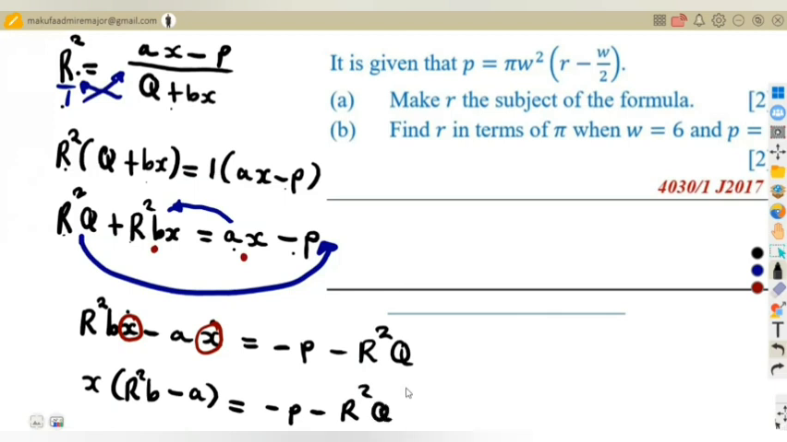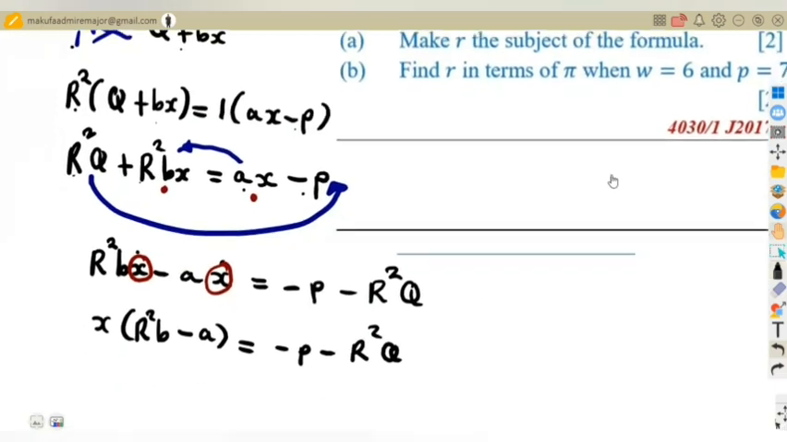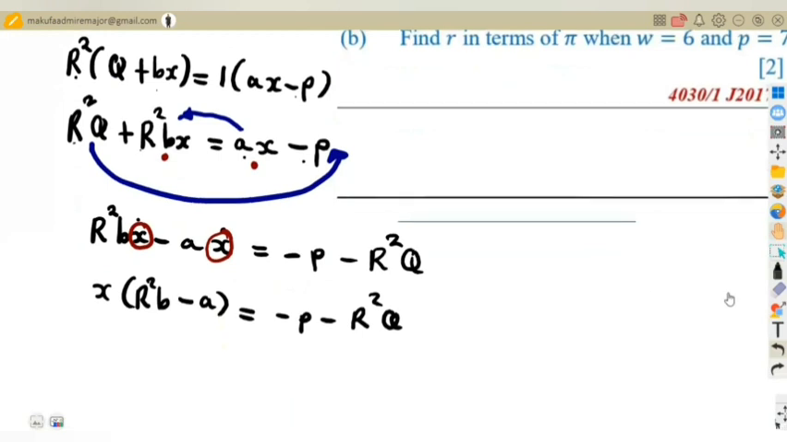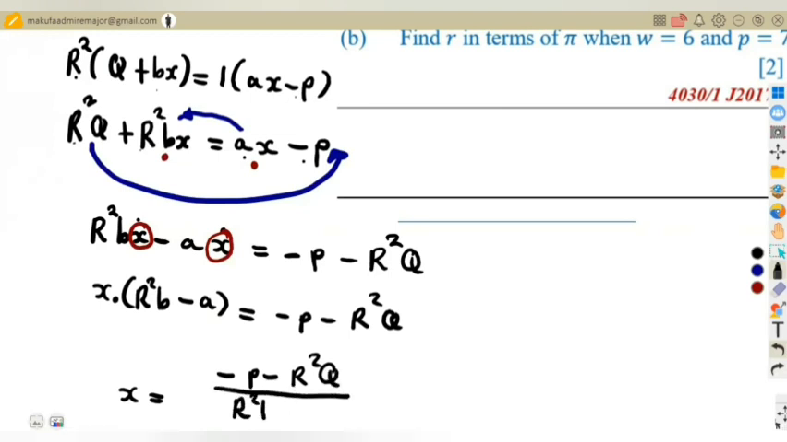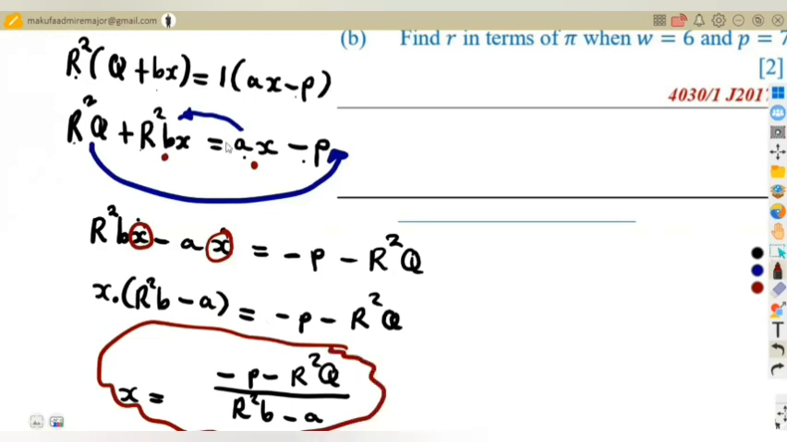Once we have this bracket, we can now divide by the bracket both sides so that we remain with x, since this is a multiplication. So the moment you divide by this bracket, we are going to be left with minus p minus r squared q, everything over r squared b minus a, since we divided by the bracket. So this is what you are going to have at the end as x being the subject.